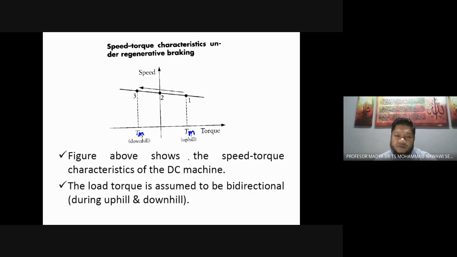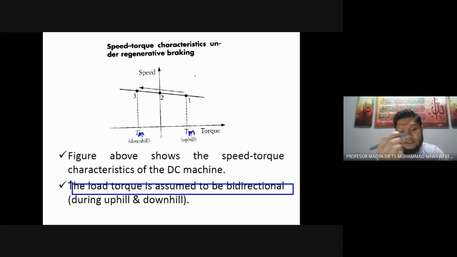Okay. The figure above shows the speed torque characteristic of a DC machine. The load torque is assumed to be bidirectional during uphill and downhill. So we know that the torque there actually can be in the uphill direction or downhill direction, depending on where the car is. So that is bidirectional.